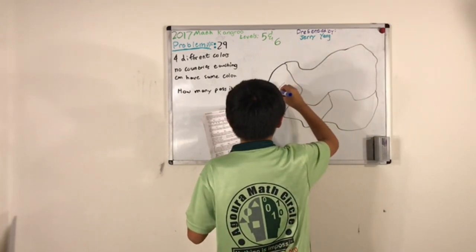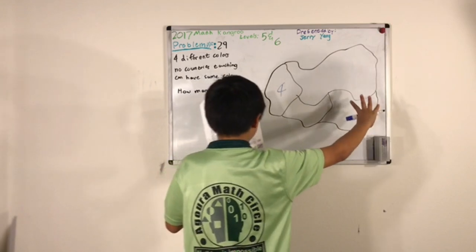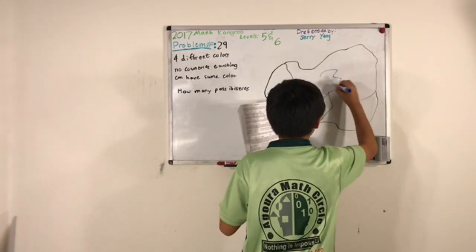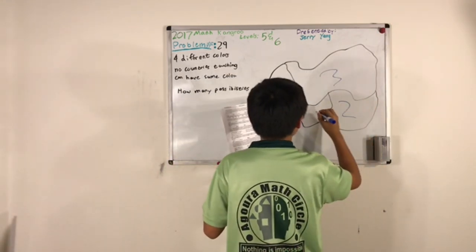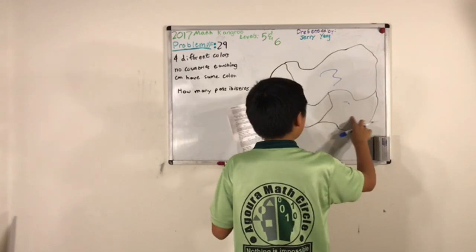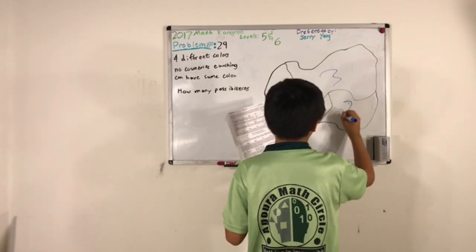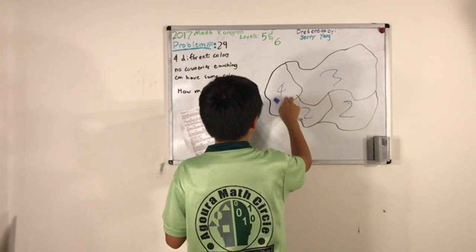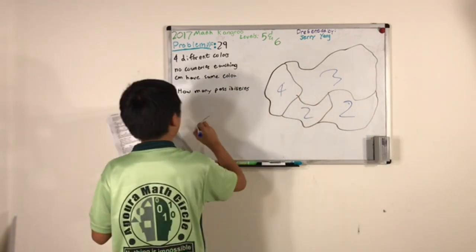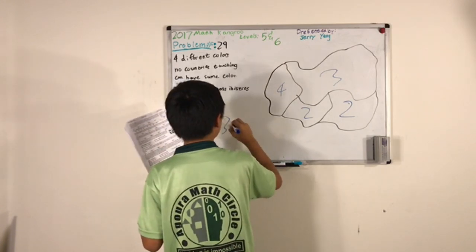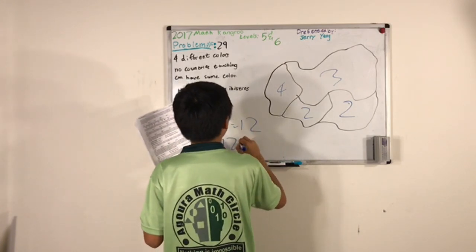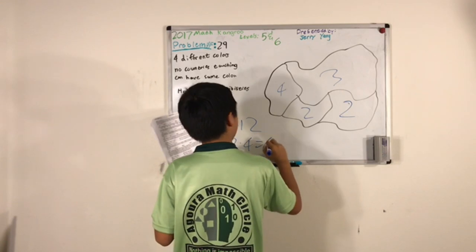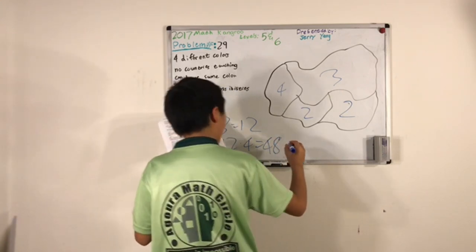So we know this one can have 4 because it has no restrictions yet. This one can have 3, this one can have 2, and this one can have 2, and then this one can have 2. The reason why this one can have 2 is because this one is not touching this one. And then if we multiply these together, 4 times 3 equals 12. 12 times 4 equals 48. Therefore, we know our answer is E, 48.